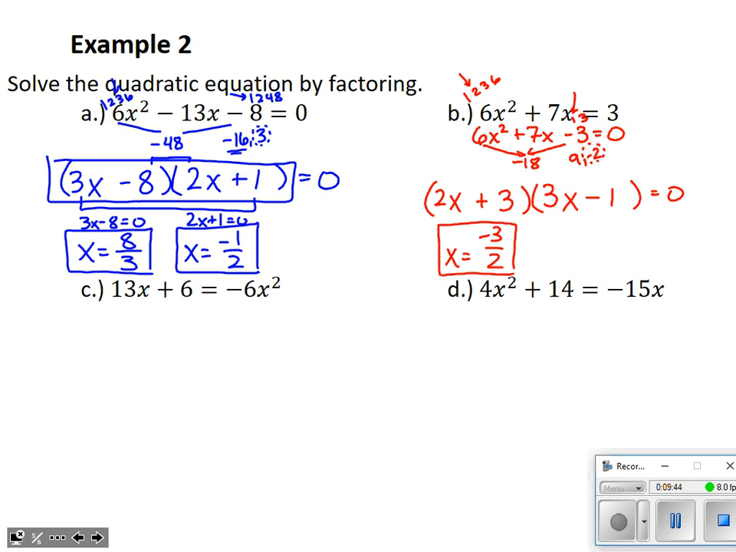Okay, if that first factor were set equal to 0, I would subtract 3 and divide by 2. If the second factor were set equal to 0, where does that 0 out? I would add 1 and divide by 3, positive 1/3.